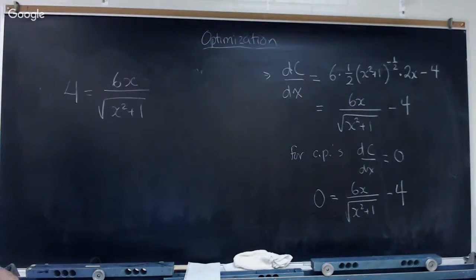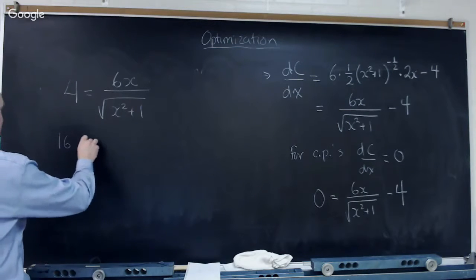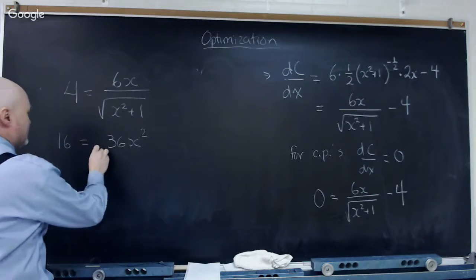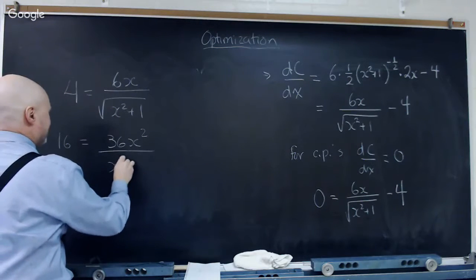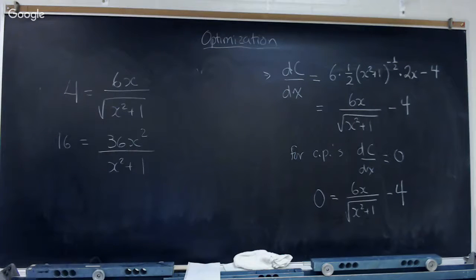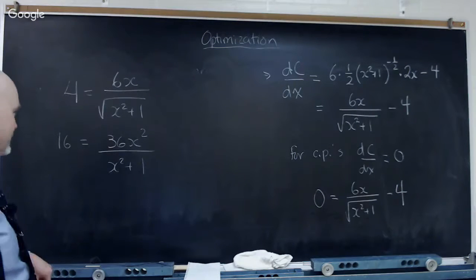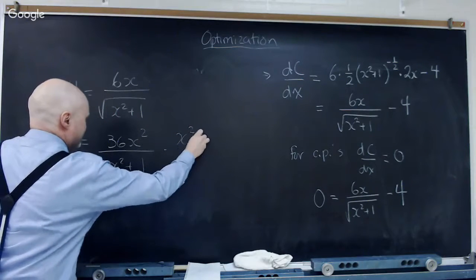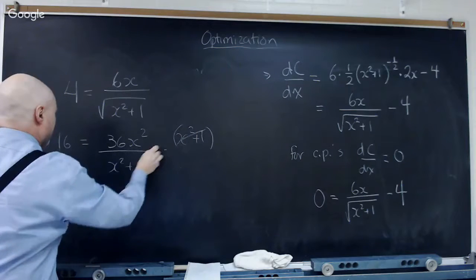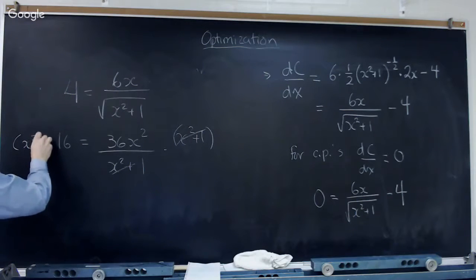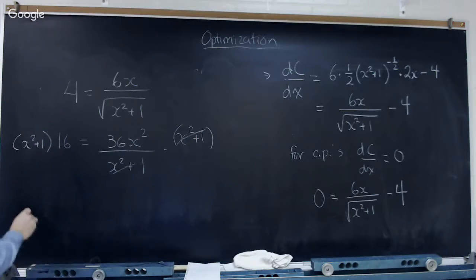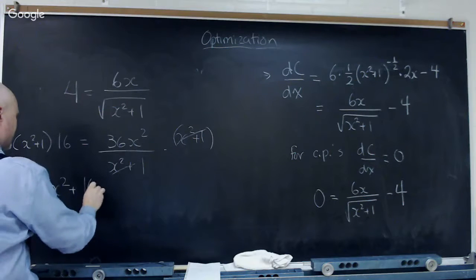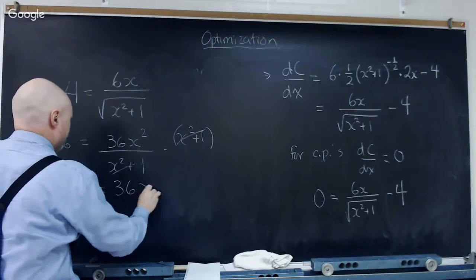Okay, let's square both sides. 16 is equal to 36x squared over x squared plus 1. If you don't square that x, things go south in a hurry. Then we're going to multiply both sides by x squared plus 1, so it cancels over here. And we're going to expand the left-hand side. So 16x squared plus 16 is equal to 36x squared.